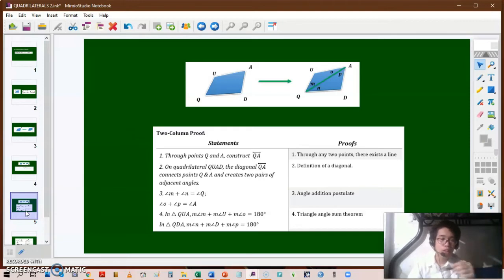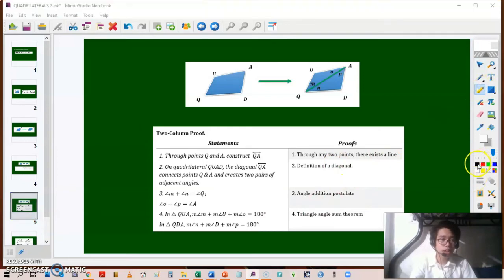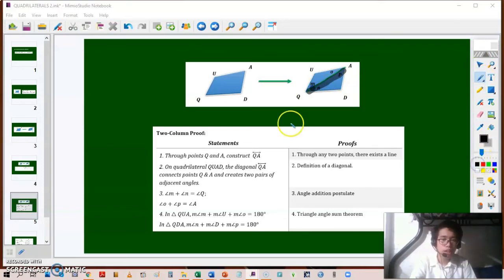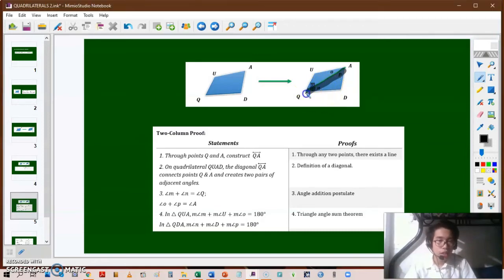The reason for that is: through any two points there exists a line, and that line is line QA, or our diagonal right here. Diagonal QA. Next, number 2, on quadrilateral QUAD, the diagonal QA connects points Q and A and creates 2 pairs of adjacent angles. That's the definition of a diagonal. When you create a diagonal or any line, it automatically creates adjacent angles. So here we have angle M and angle N, and on the opposite side we have angle O and angle P.